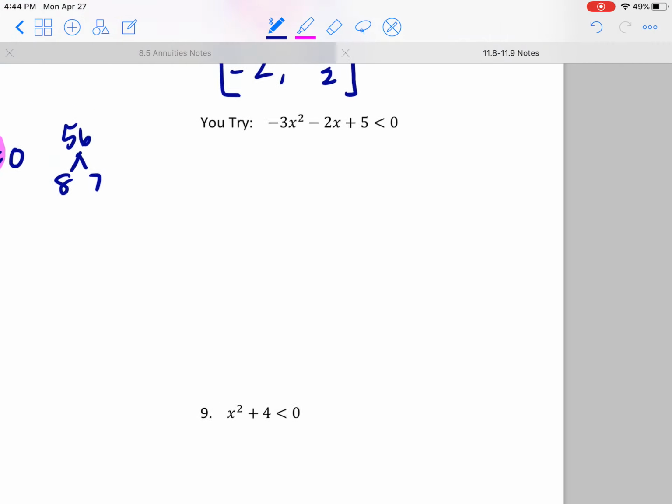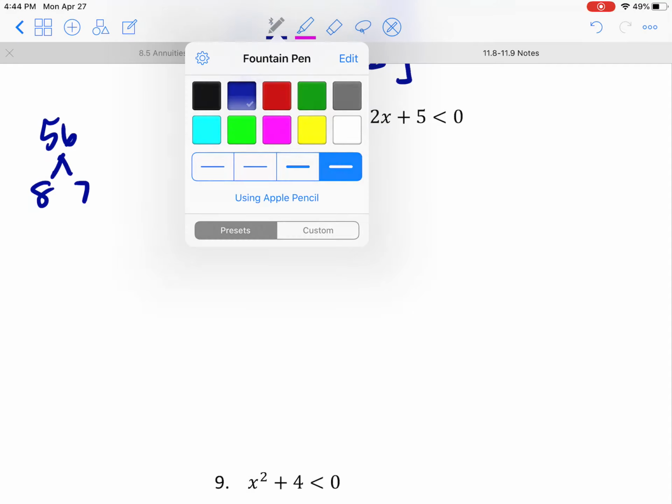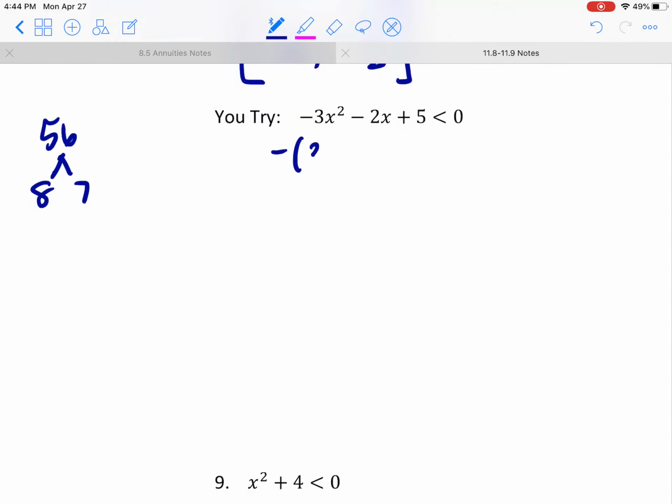So our solution set, again, starts at -8, ends at -7, and because this one has the equal to, we're going to include those endpoints with brackets. All right? I got one more for you to try. Feel free to pause the video and give it a shot. If not, just work along with me here.